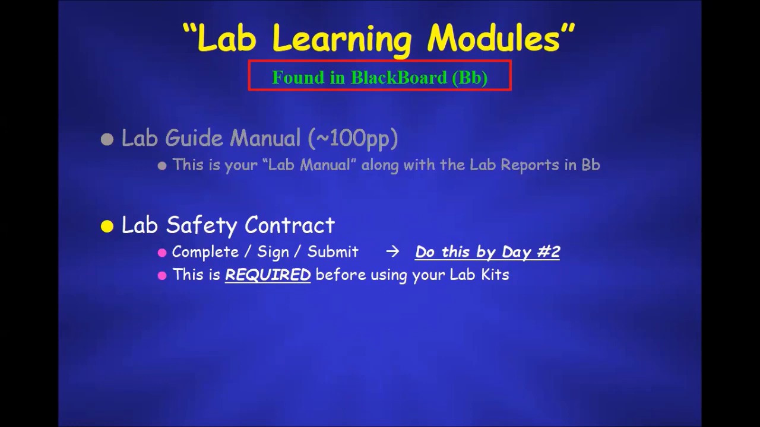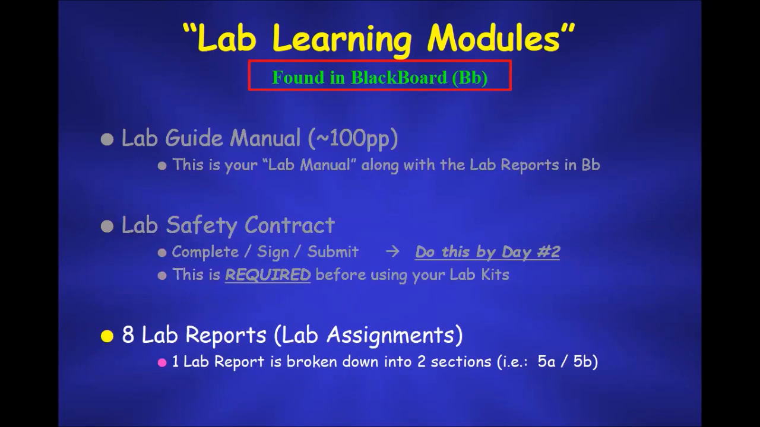Remember, you have to do that lab safety contract. It is required. Do this by day 2. You cannot do any of the lab material that's in your kit without me having this lab safety contract. It is required. If you use the lab kit and submit something to me and I don't have your lab safety contract, it's a 0 automatically. So I need you to do that. I showed you where that is, and then just send it to me.